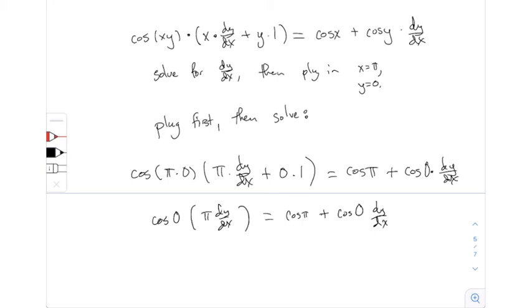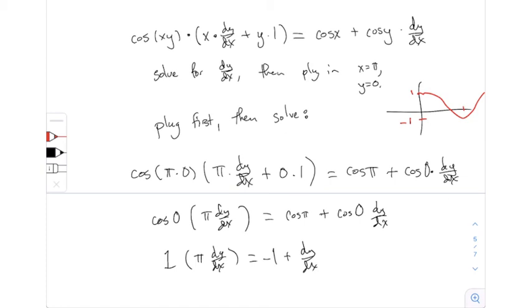Remember the graph of cosine looks like this, right? Where cosine of 0 is 1, cosine of pi is negative 1. And so, plugging that stuff in, this is 1 pi dy dx equals 1. No, cosine of pi is negative 1. Negative 1 plus cosine of 0 is 1.